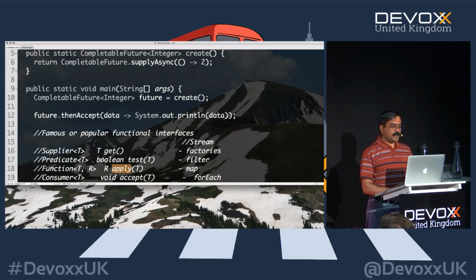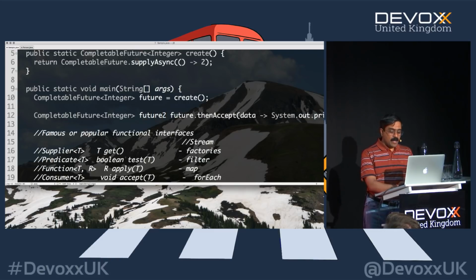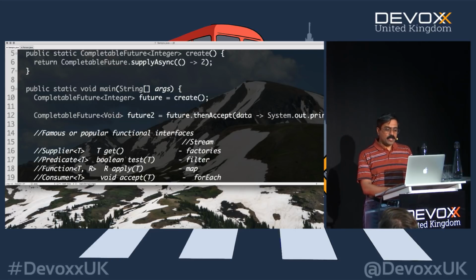Now keep in mind, what is the result of thenAccept? The result of thenAccept is going to be, take a wild guess what it is, a CompletableFuture. Remember, CompletableFutures are immortal. It will never die. It keeps on giving. So as a result, this is future 2 that you're going to get from it. But in this case, this is a Void and not an Integer. And the reason it's a Void is your thenAccept is not returning any data.